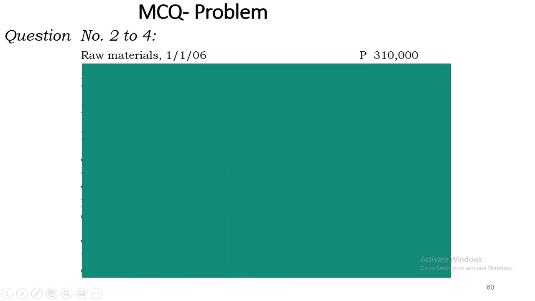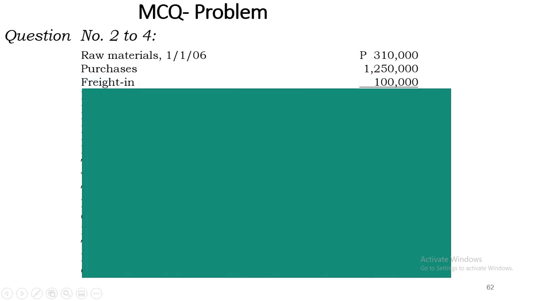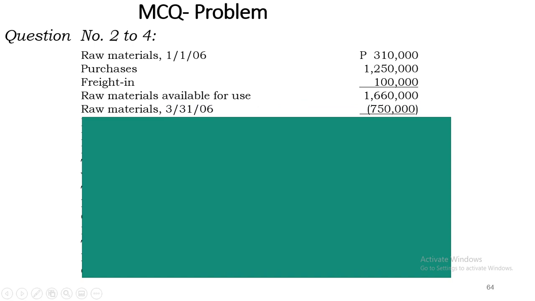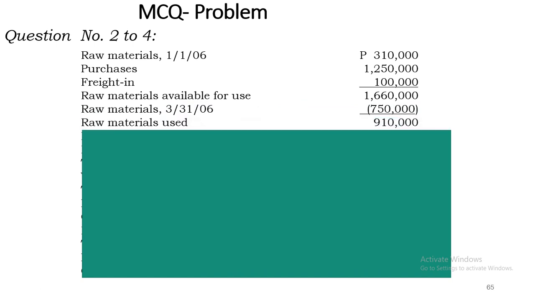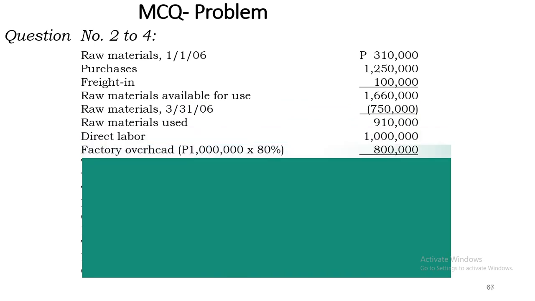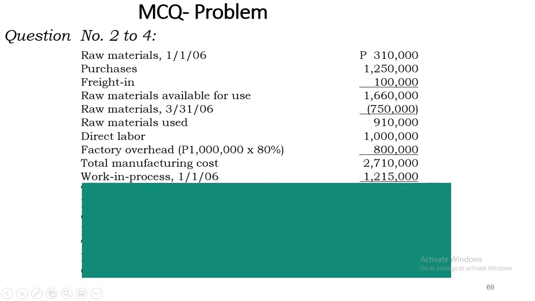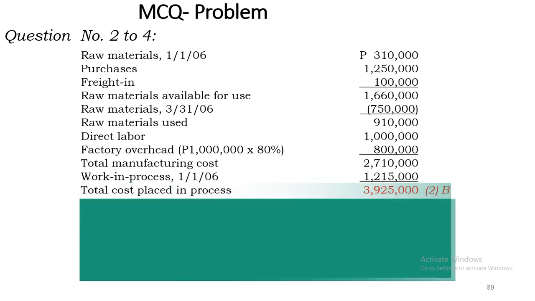So raw materials beginning, add purchases, and freight in, so raw materials available for use. Less raw materials ending, so raw materials used or direct materials used, plus direct labor and factory overhead, the 3 cost elements. And therefore, the total manufacturing cost is this one. Work in process beginning, add to compute for the total goods placed in process. So this is the answer for number 2.